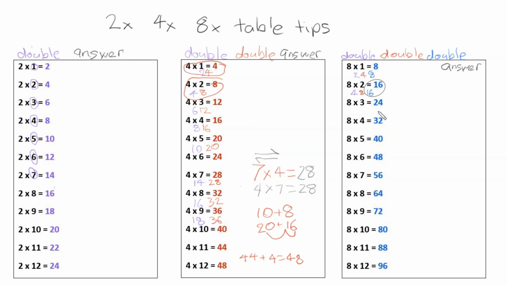Alright, let's go to a few obvious ones. 5 times 8, once again, a lot of people skip count on their 5 times table, but let's give that a try. Double 5 is 10. Double 10 is 20. And double 20 is 40. Pretty neat, huh?